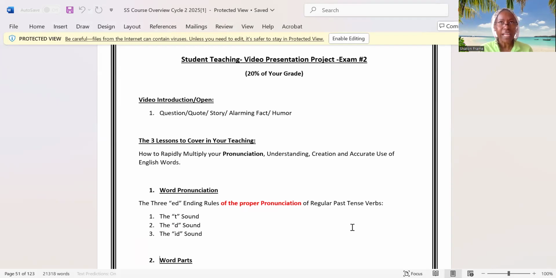Those words are called cognates. And then I broke it down and I said, blah, blah, blah. I did a little bit more talking, and I said, in the next few minutes, I'm going to blah, blah, blah. So you can start with a quote.